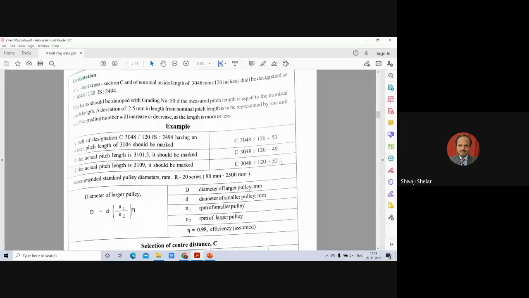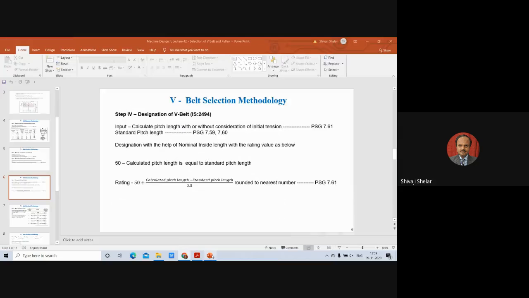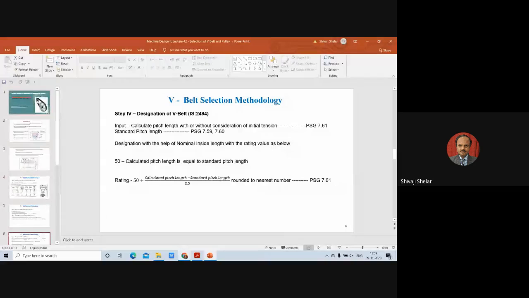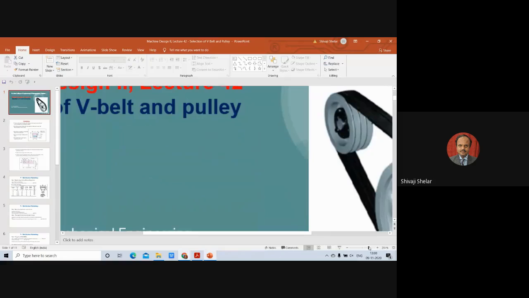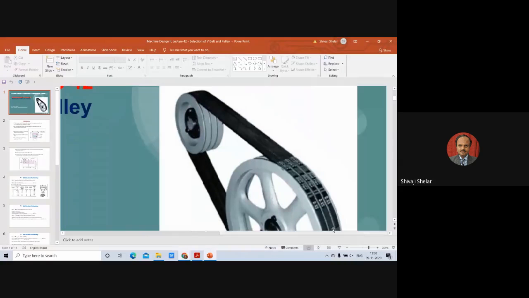And this rating is printed on the top surface of the belt. Please remember, these ratings are printed on the top surface of the belt. I'll show the diagram for that also, so you can see here. Whatever designation is mentioned here, it's mentioned on the top surface.